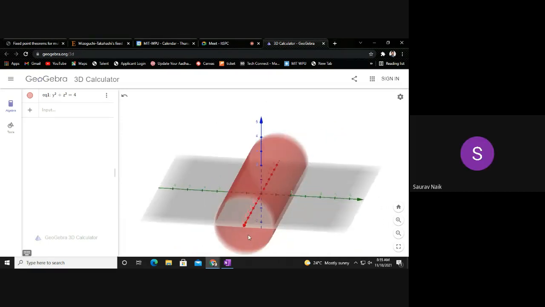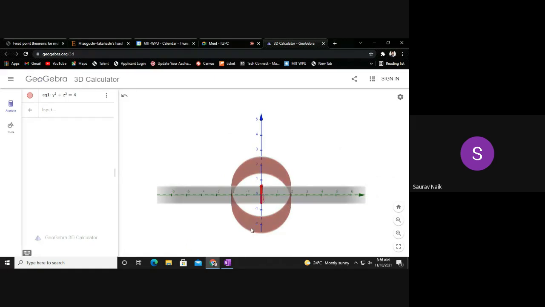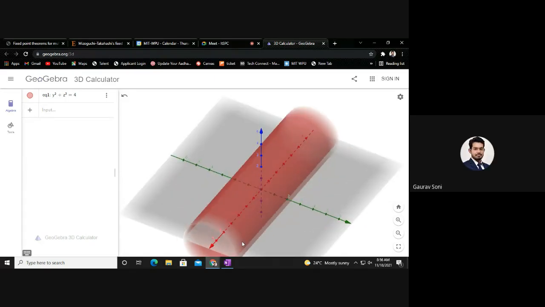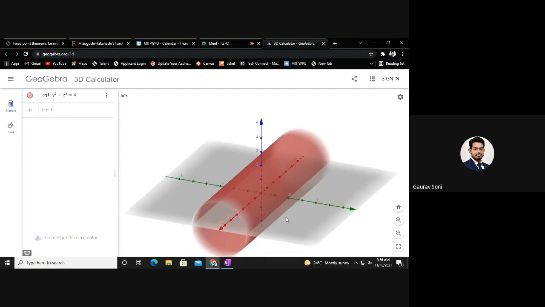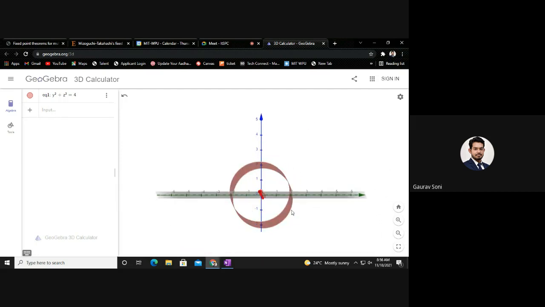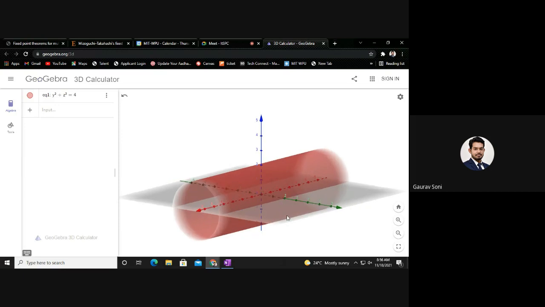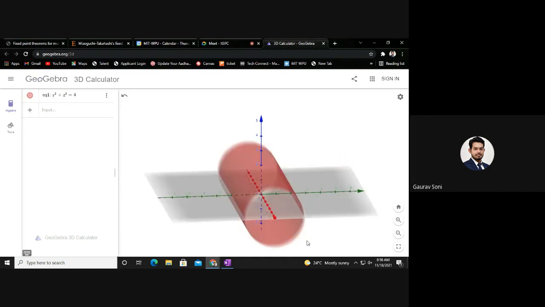Sir, it cuts the yz plane, right? Yes. So on the yz plane, the green line is y and the violet one is z. So on the yz plane, what have I got? A circle, right? Now, since my x variable is absent, I have extended this circle along the x-axis. If I extend this circle along the x-axis, what I have got is a cylinder. Is it clear now?